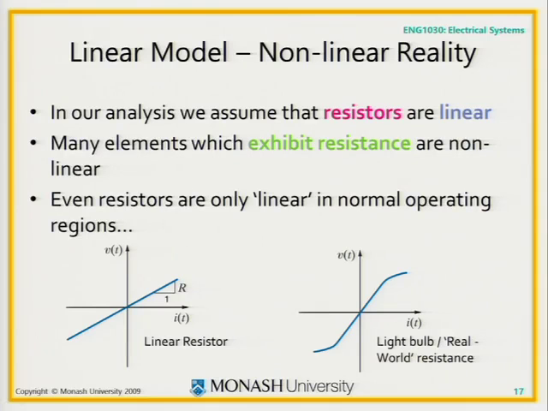I've told you on one hand that the VI relationship for a resistor is linear up to a certain point. Just like voltage sources and current sources behave well and ideally up to a certain point, so do resistors. In fact, in the real world, resistors behave a bit more like this.